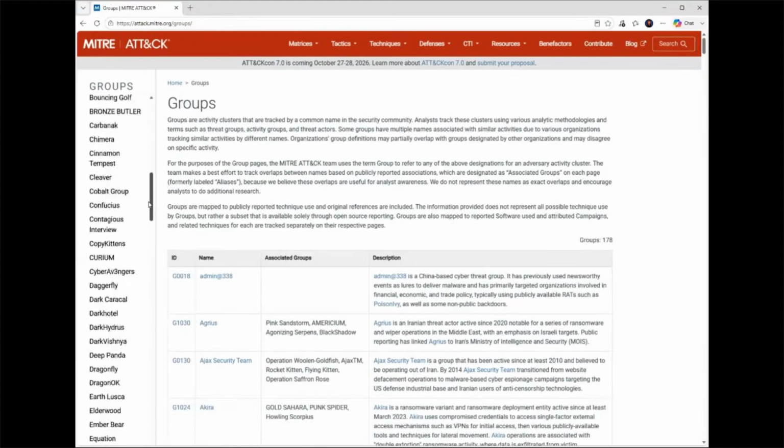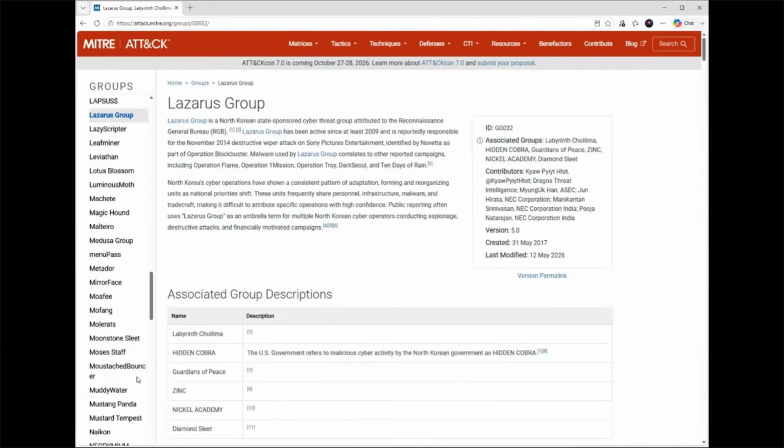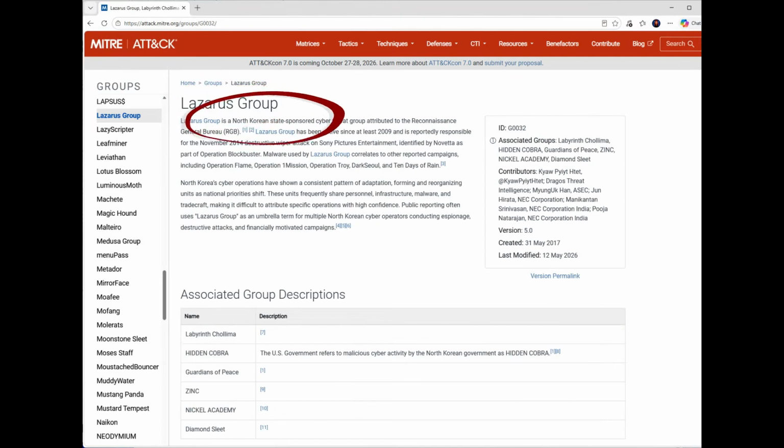As I mentioned earlier, I chose to investigate the Lazarus Group because they are one of the most well-known threat actors and have been linked to numerous high-profile cyber campaigns. Because the group has been studied so extensively, there is plenty of threat intelligence available to connect indicators to known campaigns and attacks.